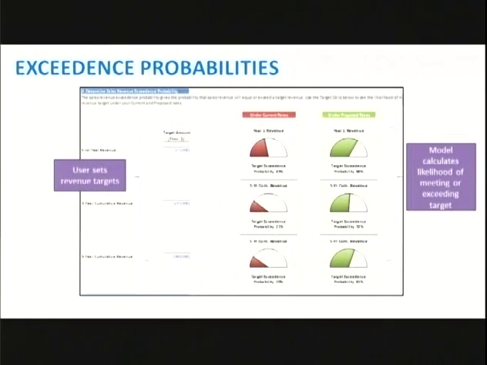You can also specify revenue targets at 1, 3, and 5-year intervals, and the model will indicate, based on the simulation output, the likelihood of meeting or exceeding those revenue targets. So again, you're getting quick feedback between your current rate and a proposed alternative on how sufficient your system would be and what risks you would be incurring to meet certain revenue targets.